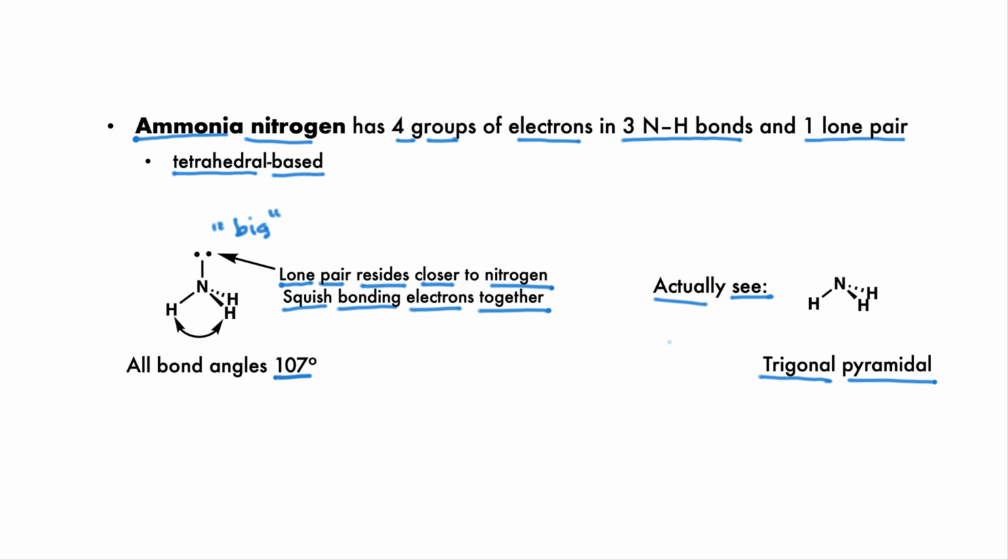All nitrogens in organic molecules with 3 bonds and 1 lone pair are also tetrahedral based, but appear to be trigonal pyramidal.